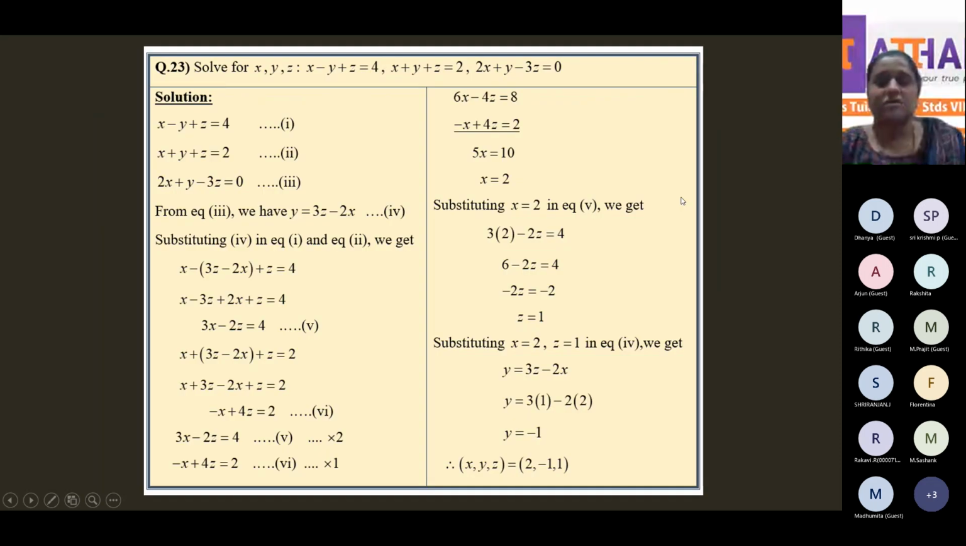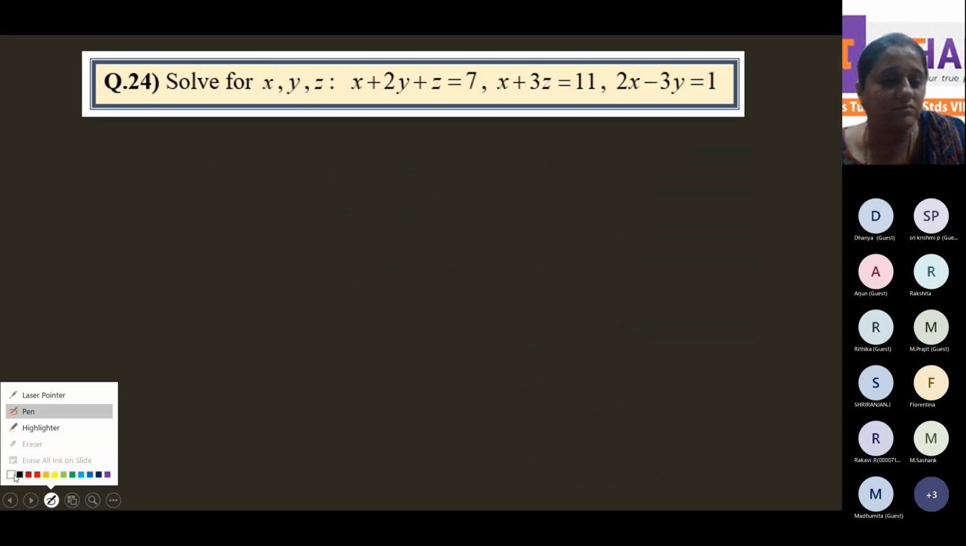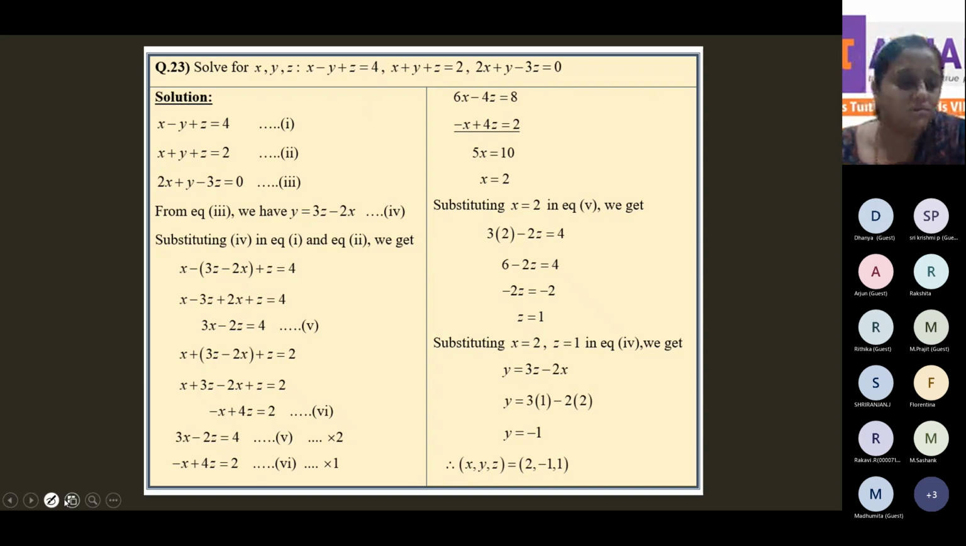Yes. So see here. You can see the three equations 1, 2, and 3 here. I've taken the third equation. I've written y in terms of z and x. I've called that equation 4.